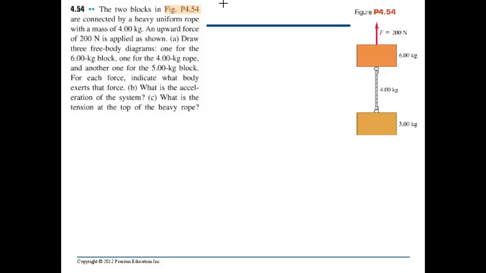Here we're going to solve problem 454. You might want to pause for a second and read the problem real quick. The first thing it asks you to do is draw the free body diagrams for all of the blocks. So here I'm going to have my 6 kilogram block, and I know that it is going to have the upward force of 200 newtons right here, and it's going to have its weight, its mass 6 multiplied by gravity in the downwards direction.